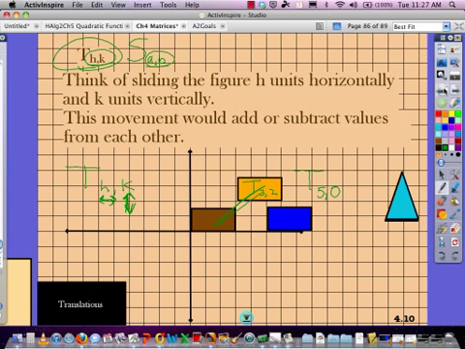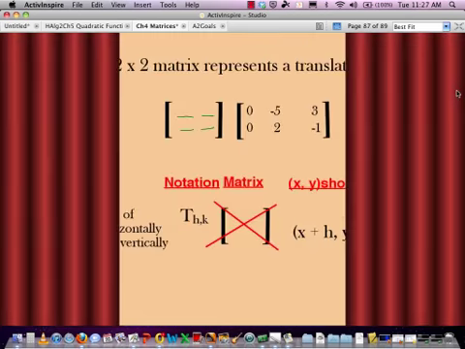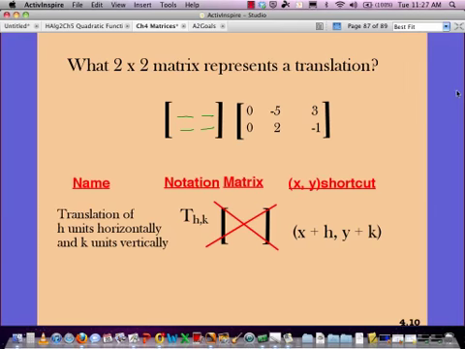1, 2, 3, 4, 5 to get to the blue. 1, 2, 3, up 2. I was just moving, counting. So there is no multiplication going on here. And because there is no multiplication, that means there cannot be a 2 by 2 matrix that we would use. Okay? There would not be a 2 by 2 matrix. So we can say we have the translation of H units horizontally, K units vertically. We would add to get our shortcut. Okay, that's what you're seeing here. All right.